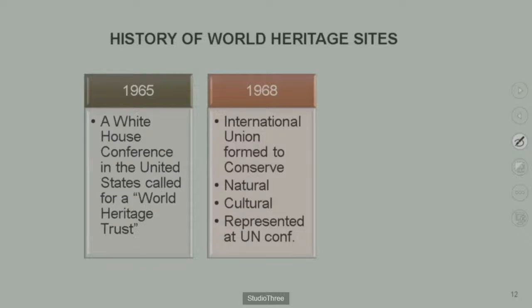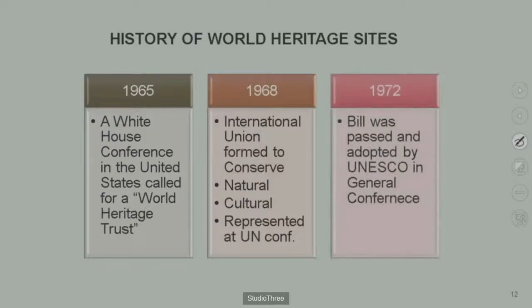And worldly, it got a name, it got a momentum, and it started making the list of World Heritage Sites for all the people. Then 1972 came. In 1972, finally, the bill was passed in the United Nations and it was adopted by UNESCO in the General Conference, and it became the World Heritage Committee for all over the world, which has to protect the worldly sites.